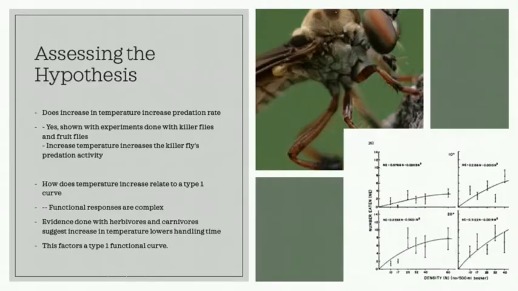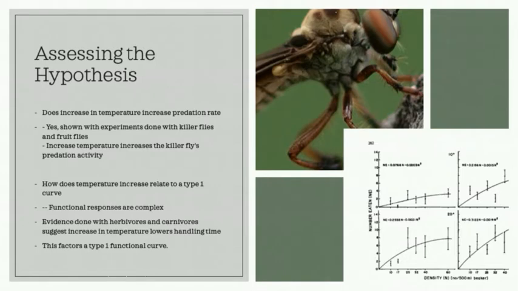It is hypothesized that the temperature and body mass affect the predation rate. Considering the experiments done using killer flies, which is the image on the right, in relation to fruit flies, when the temperature increased, the killer fly's predation activity also increased.